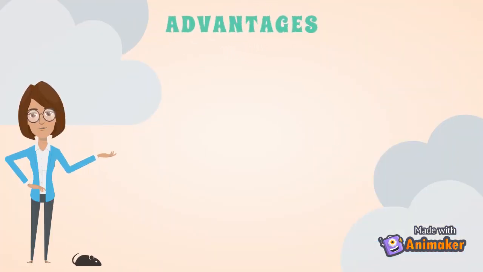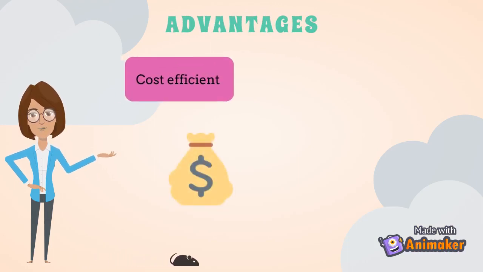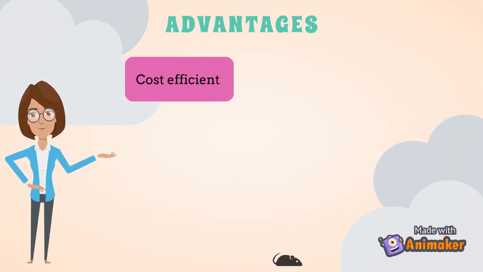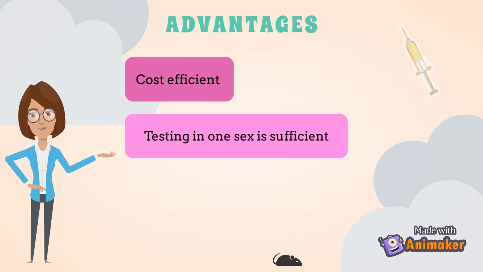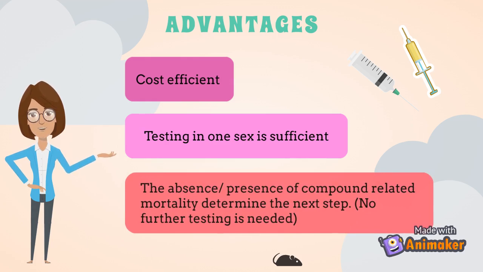Let's move on to the advantages and limitations of the acute oral toxicity test. The acute oral toxicity test is a cost-efficient method. It involves small setups that require little test substance and only 3 animals per step. In this practice, testing the toxicity of the drug in one sex is considered sufficient, preferably female since they are more sensitive to the acute toxic effects of chemicals than males. Moreover, this test involves ease of interpretation of results, where the absence or presence of compound-related mortality determines the next step.